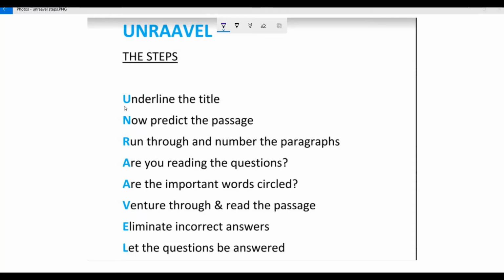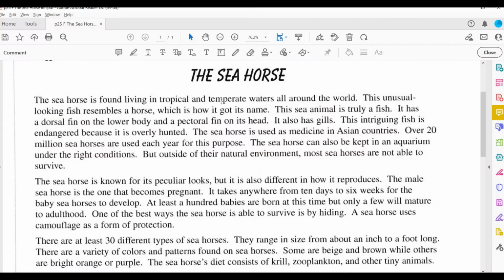The first step here is to underline the title. Now, I do have a sample passage for us to go through so I can show you what that's like. Here is a passage here, the seahorse. So with this first step, we're going to underline this title. You can use any color to underline, but I'm just going to underline it here with the green. The reason why we underline the title is because it brings our attention to it.